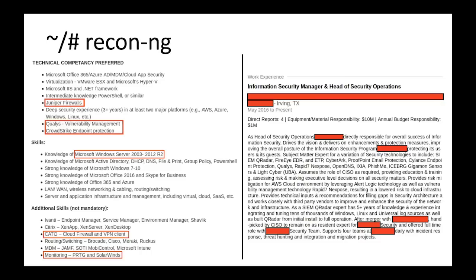We need this person right now, and we need them specifically to have experience in Juniper firewalls. We run Qualys vulnerability management. We run CrowdStrike endpoint protection. Below, you need to have knowledge today of Microsoft Windows Server 2003. Okay, you guys are running end of life. I don't know if that's patched. That's awesome. If you go down to the bottom, we've got Cloud Firewall, SolarWinds, so on and so forth.